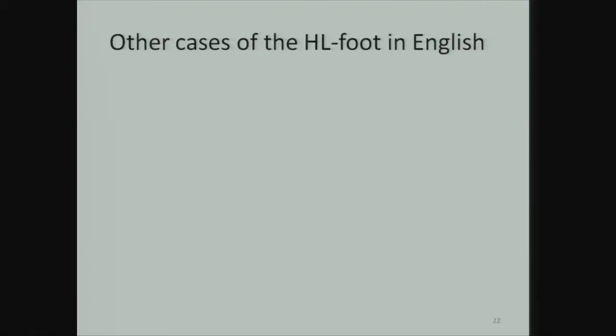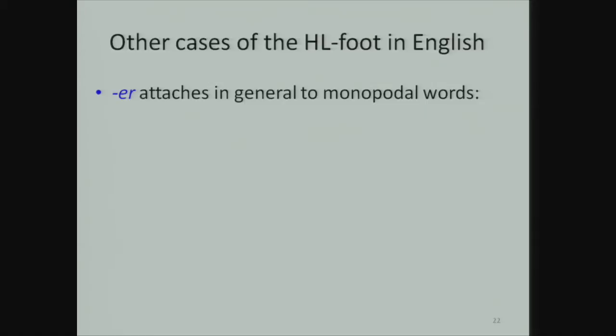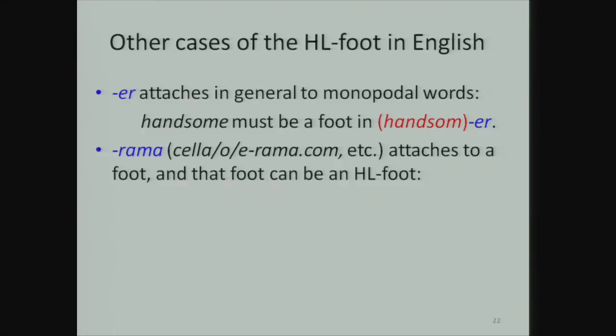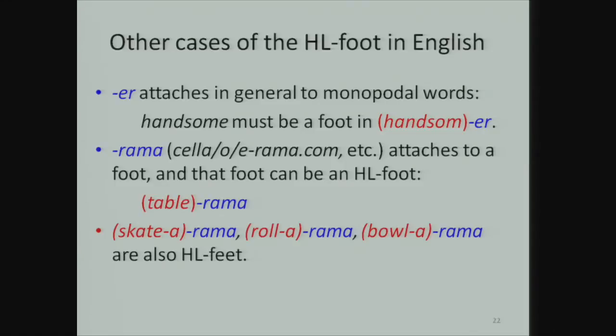So other cases of the heavy light trochee in English are really quite frequent. ER attaches in general to words of one foot, but handsomer then must be a foot, heavy light trochee. Rama, as in cellorama.com, attaches to a foot, and that foot can be a heavy light foot. So table rama, skater rama, roller rama, bowler rama are all like that. So these are prototypical examples. So the heavy light foot is clearly established in the system.